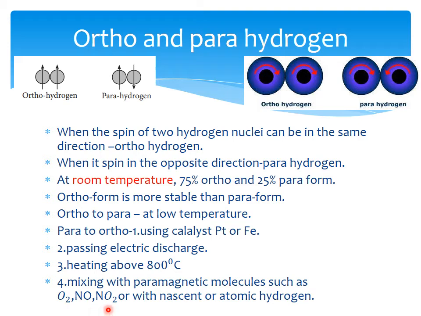What is a paramagnetic molecule? A molecule containing an unpaired electron, where the electron does not get involved in pairing. At least one unpaired electron should be present. Then those molecules are called paramagnetic substances and can be attracted by a magnet. So when you mix this with the para form, it can get converted into the ortho form.